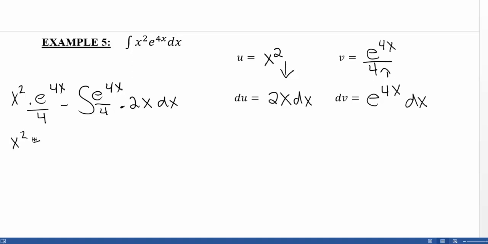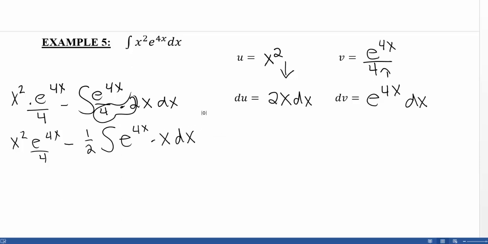So we have x squared e to the 4x over 4 minus, let's pull out our constant, which is 2 over 4, which is the same thing as 1/2, integral of e to the 4x times x dx. So at this point, you may have some concerns. I have some concerns. Normally, when we get to this step, the antiderivative we have to find is one that we can do using the basics chart.